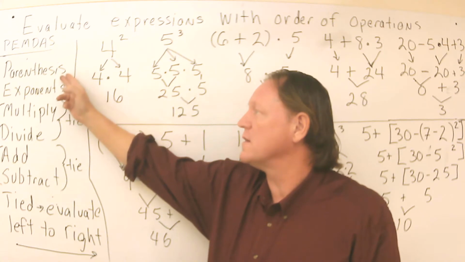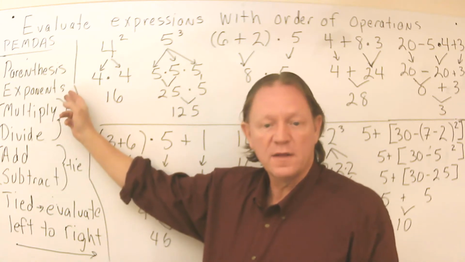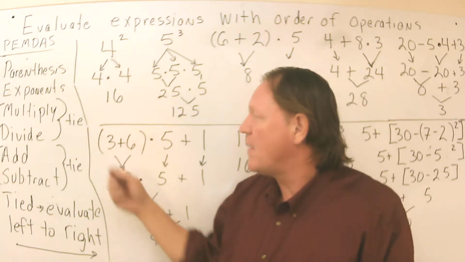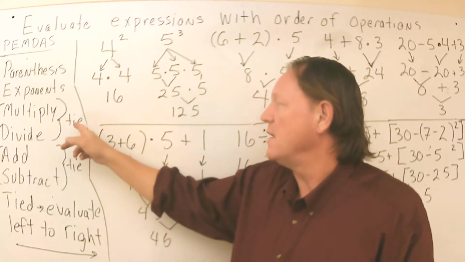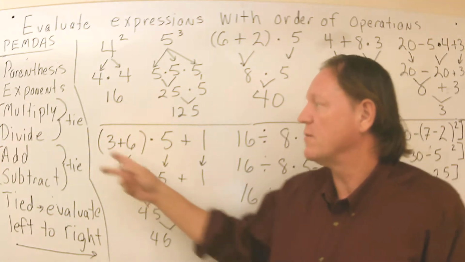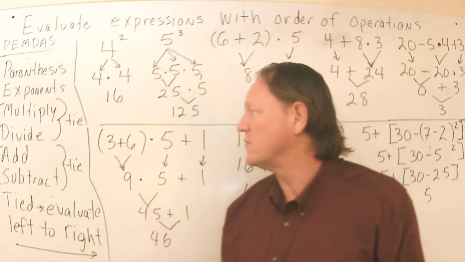We evaluate what's inside the parentheses first. Next, we evaluate what is inside of exponents. That's what we do second. Multiply and divide are next. We'll do that next in our list. They are a tie. If you get a math expression with both multiplication and division, when you get a tie, you will evaluate from left to right.